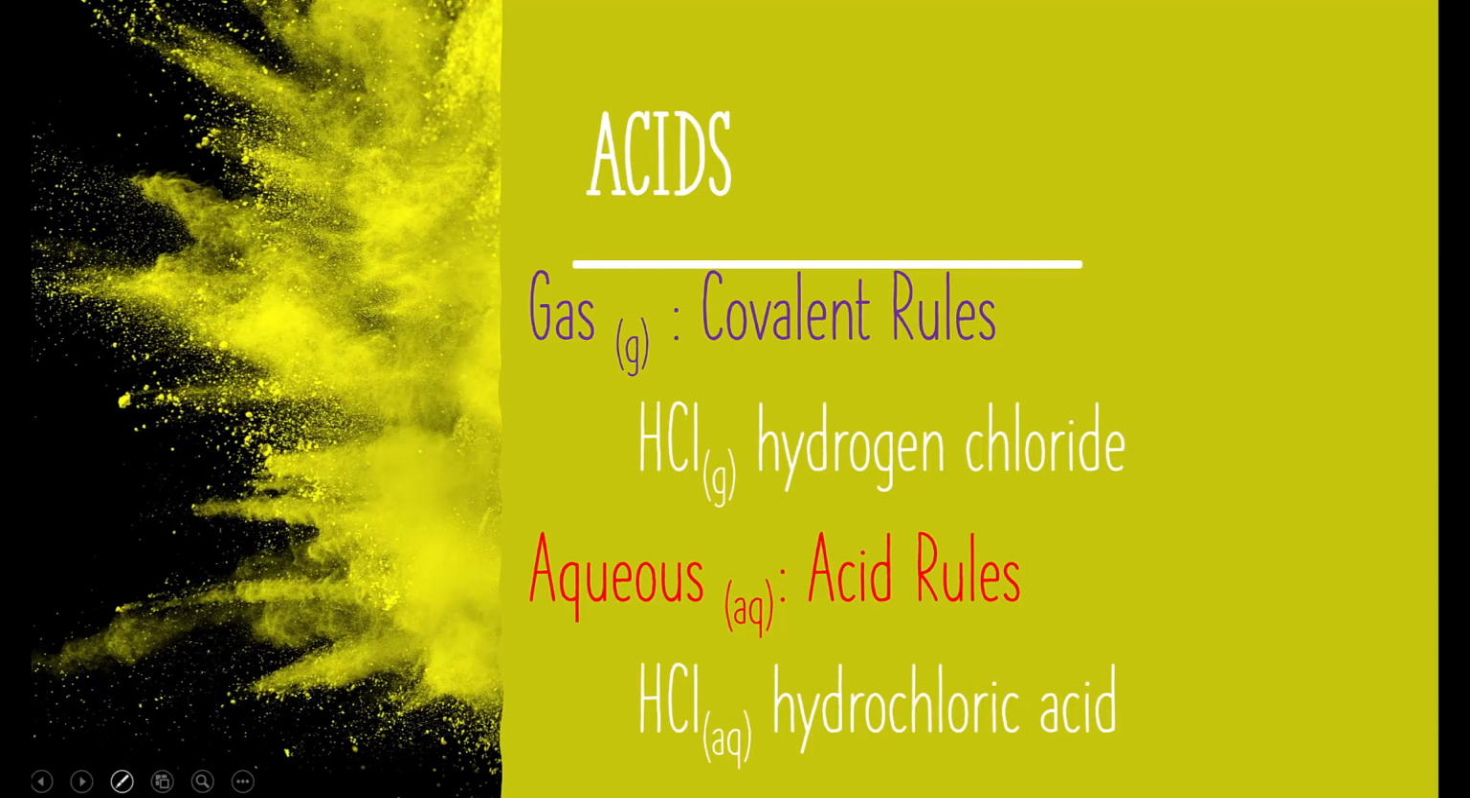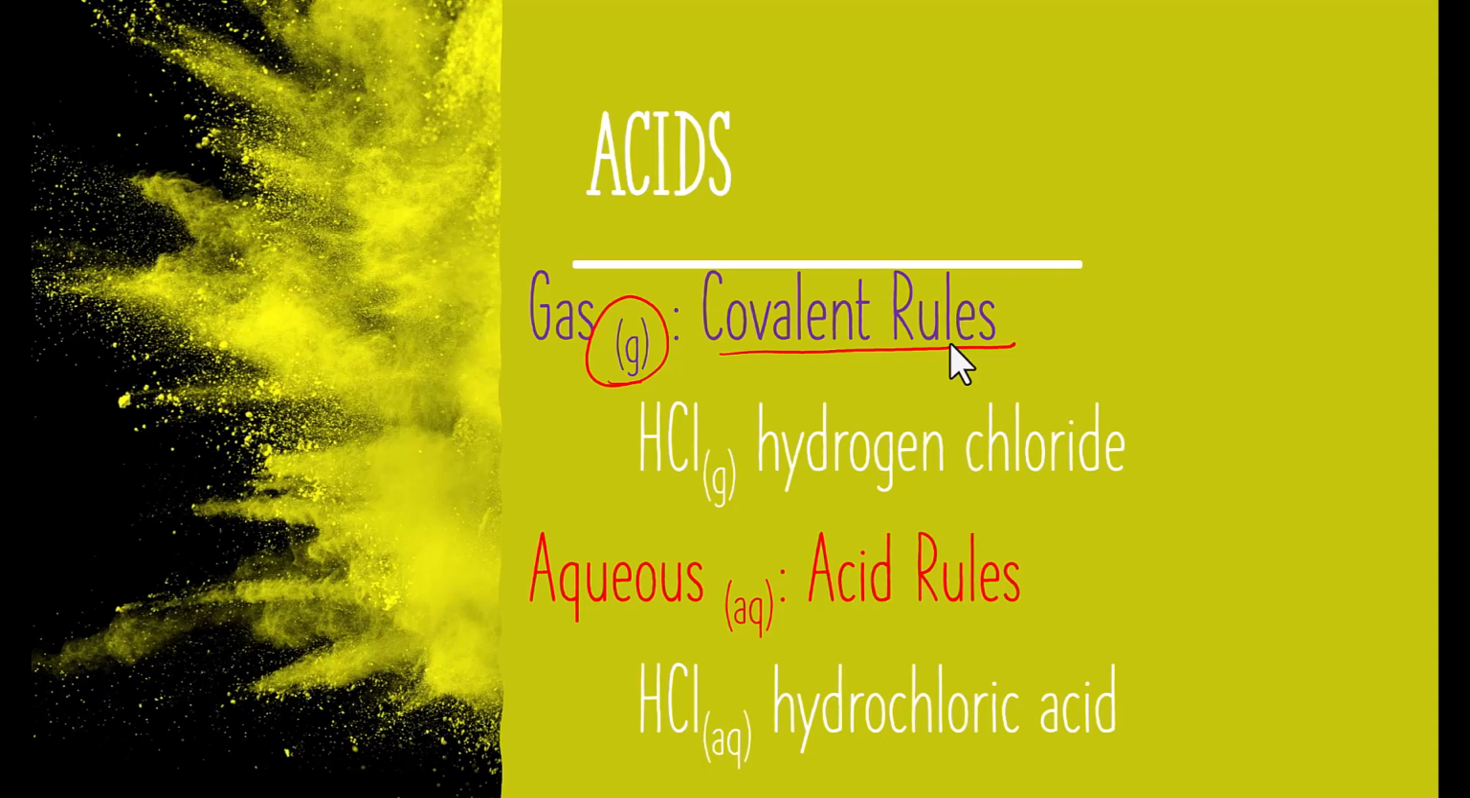So this is H2CO3. When naming acids, the state of matter will determine how rules are written. If it's in a gas state, we use the covalent rules. Covalent rules mean we find the name of the first nonmetal and write the name as is. We find the name of the second nonmetal, drop the ending and add IDE, and prefixes become subscripts. Find the first nonmetal and write the name as is, which is hydrogen. Cl is the second nonmetal, drop the ending and add IDE. We do not use prefixes for 1 for both nonmetals, so it becomes hydrogen chloride.